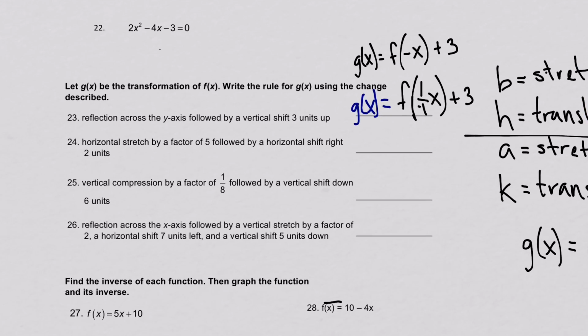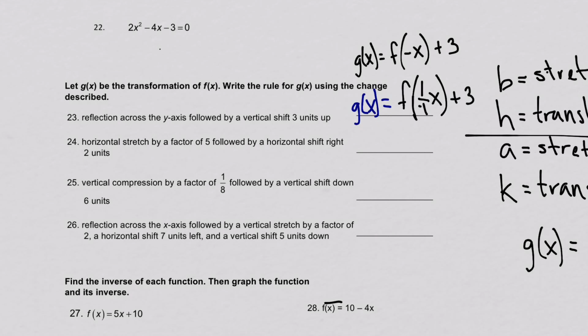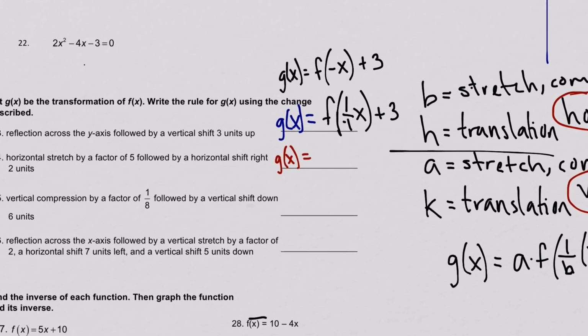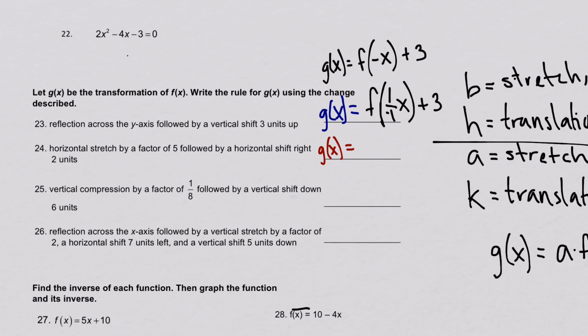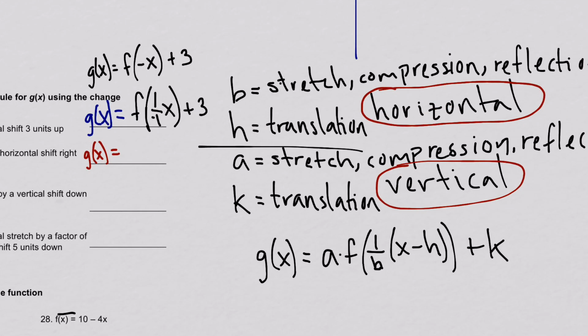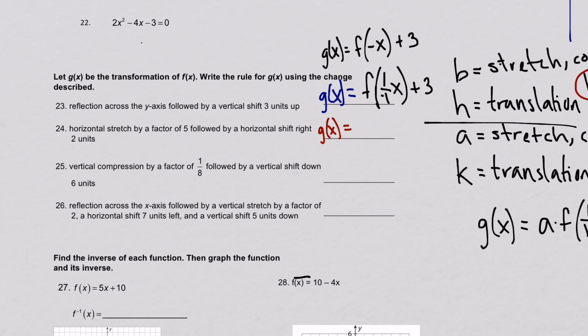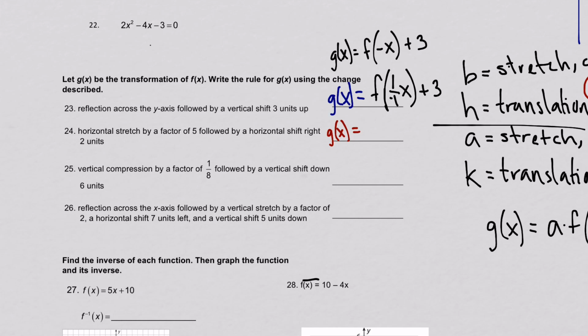Okay, let's look at 24 then, using the same steps. It says g of x, horizontal stretch by a factor of 5. Once again, horizontal stretch, that's b again. So horizontal stretch by a factor of 5, followed by a horizontal shift, again horizontal, but now it's a shift or a translation, so that's h. So we have a b and an h, 2 units. That's all we have. We have no a or k. So it's going to look like this.